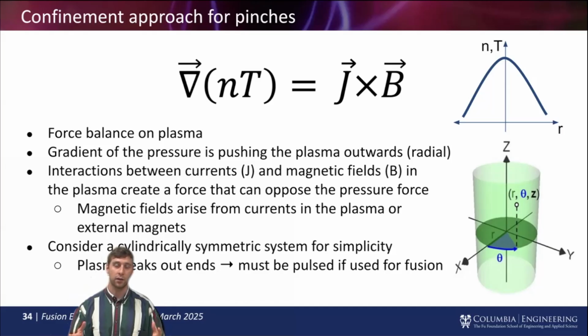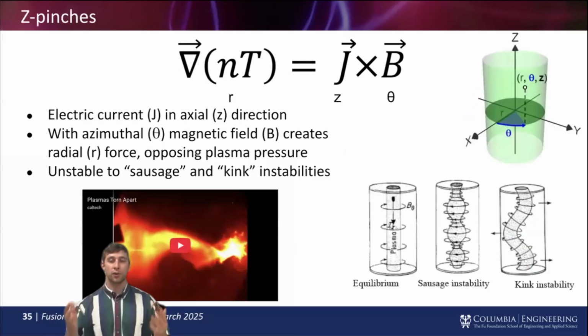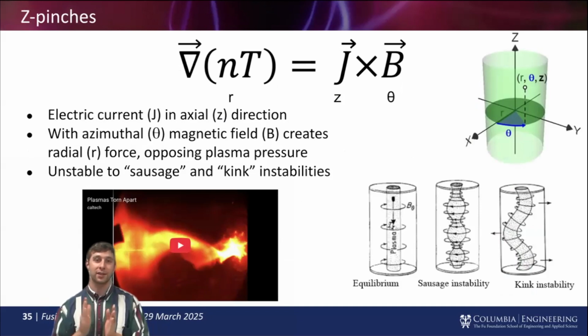Yeah, the issue with these kinds of approaches is that plasma will leak out at the end. And this means that approaches like this tend to be pulsed for fusion. So again, if the plasma is leaking out of the end, you can only confine it for so long, and you hope that enough fusion happens in that time that you can recover enough energy to repeat the process while still gaining net energy. So the first type of pinch that we'll talk about is the Z-pinch.